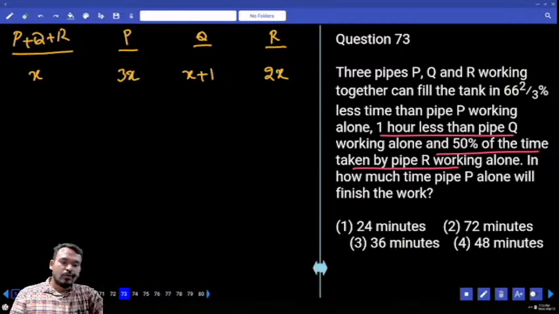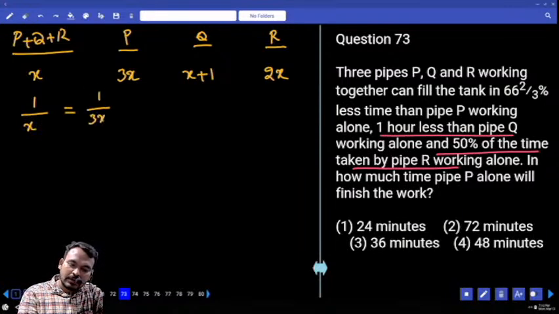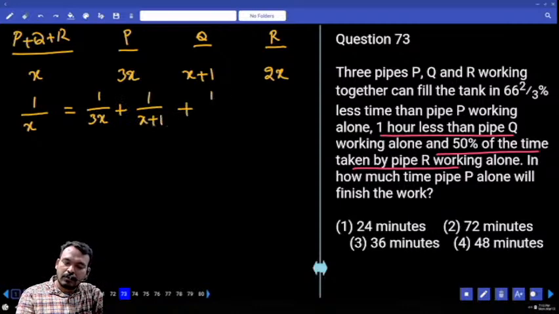Yes or no? What is the 1 hour work of PQR? 1 by x. What is the 1 hour work of P? 1 by 3x. What is the 1 hour work of Q? 1 by x plus 1. What is the 1 hour work of R? 1 by 2x, or no?